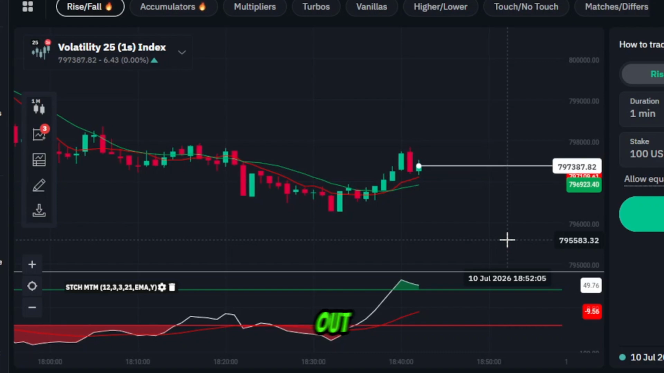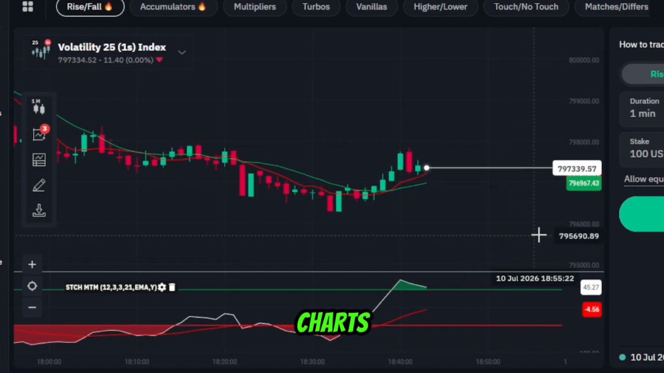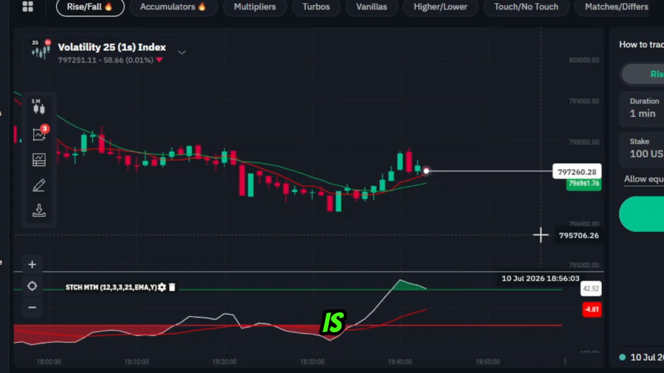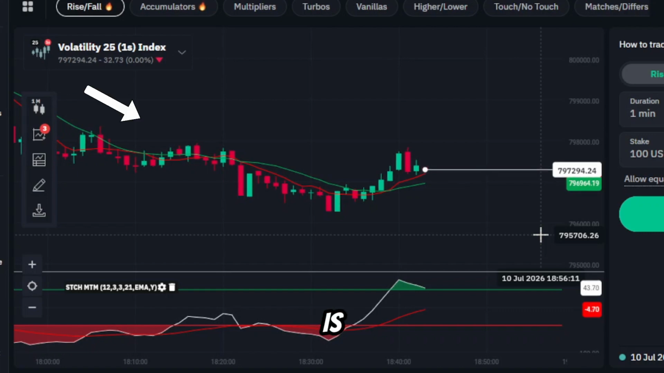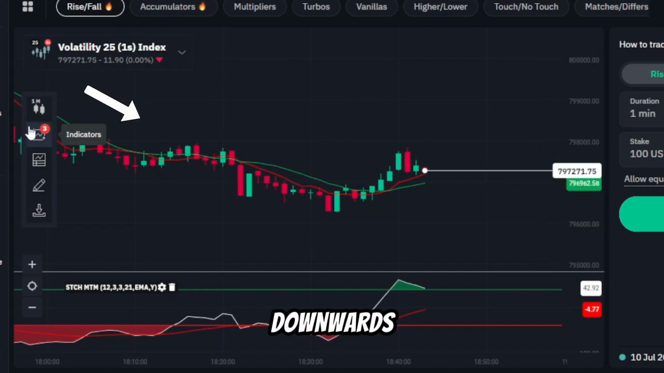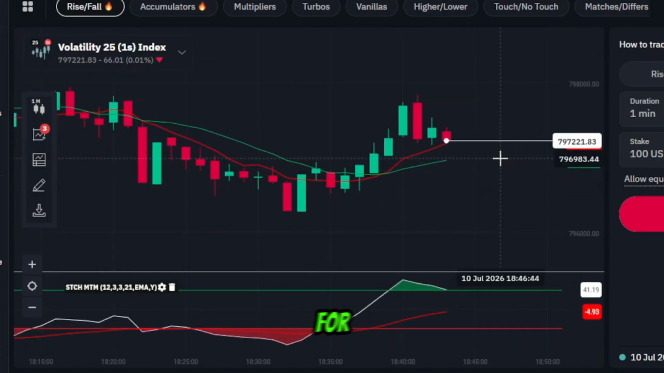In order to find out our directional bias, we first have to do a top-down analysis, where we look at larger timeframes on the charts in order to find out how the market is moving on a macro scale. In our case, we don't need to look at charts any higher than the current 1-minute chart, because we can clearly see that the market is bearish and is moving downwards. Because of this, we will be hunting for fall trades.